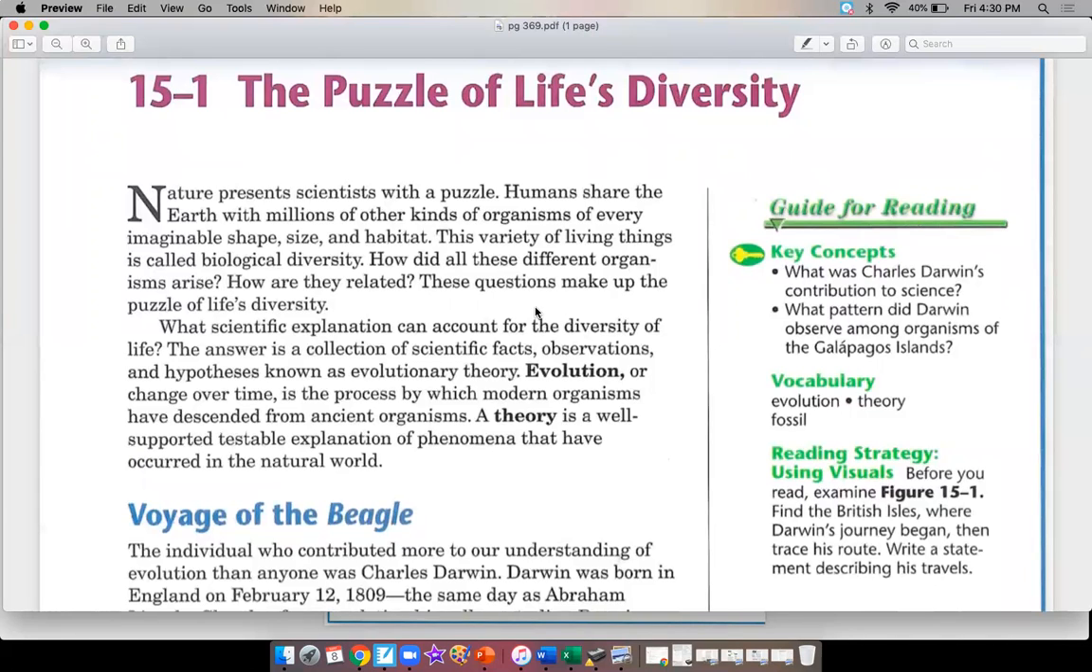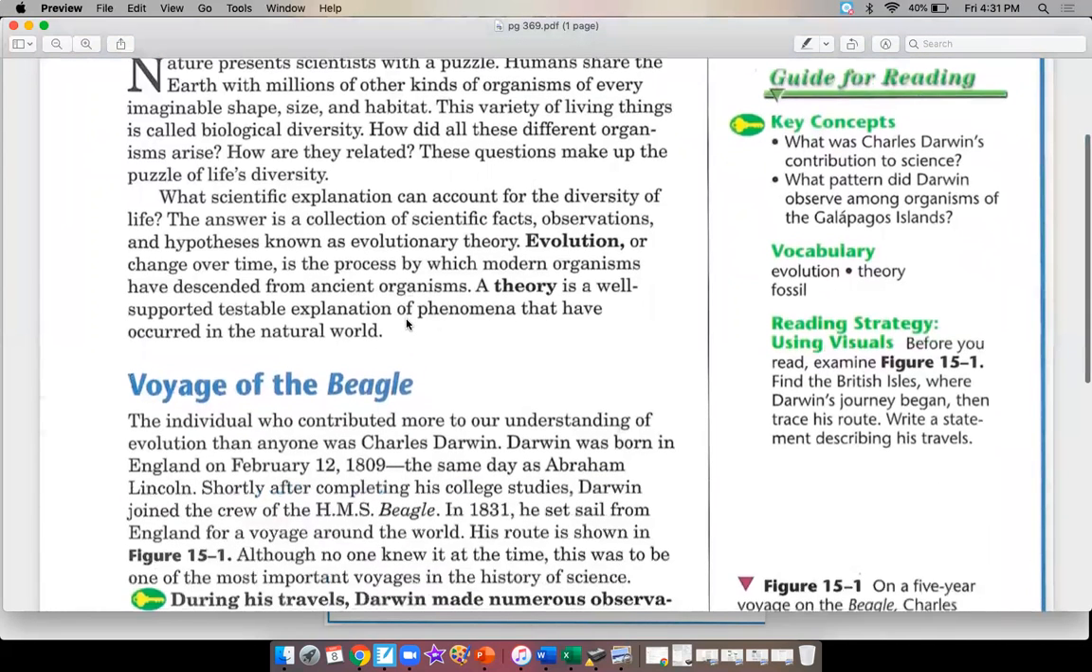Nature presents scientists with a puzzle. Humans share the earth with millions of other kinds of organisms, every imaginable shape, size, and habitat. This variety of living things is called biological diversity, or difference in living things, how living things are different. How did all these different organisms arise? How are they related? These questions make up the puzzle of life's diversity. What scientific explanation can account for the diversity of life?